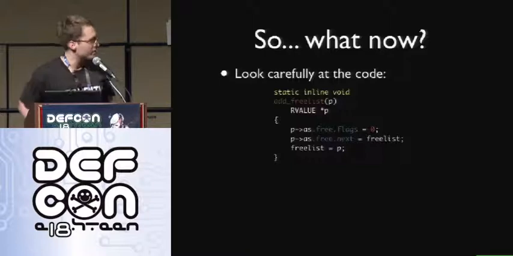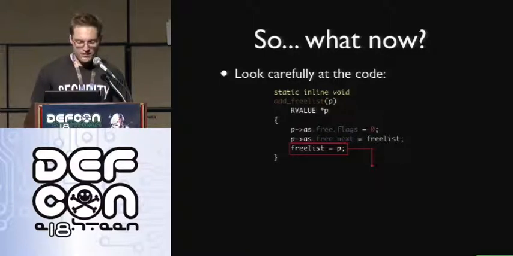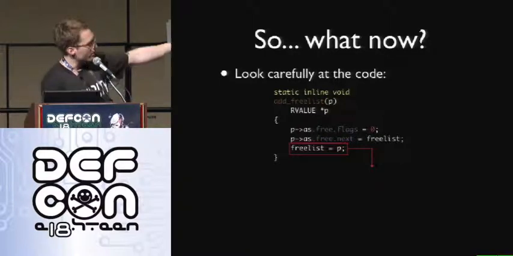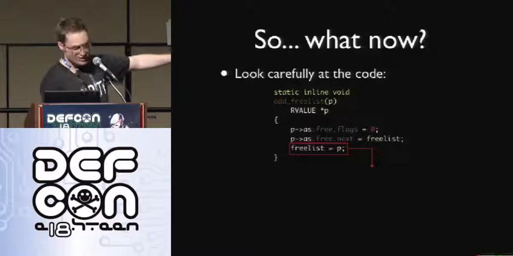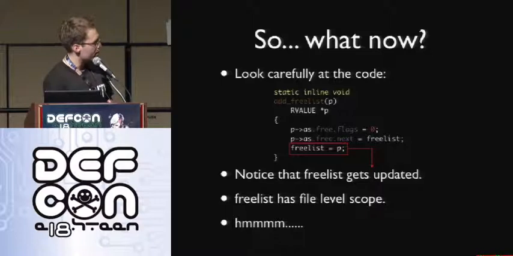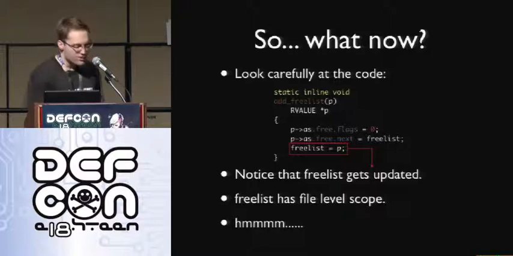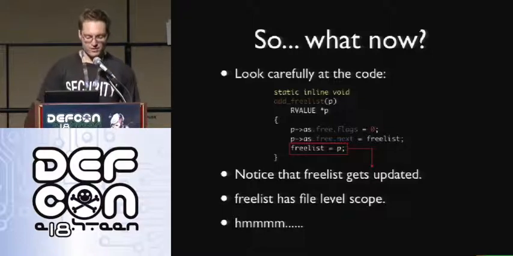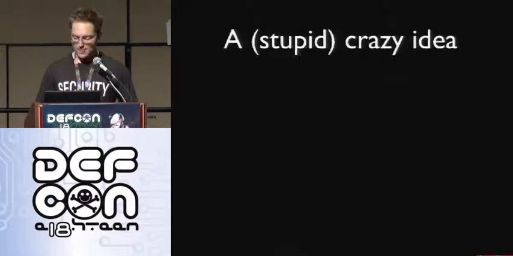So what do we do now? Are we jacked, or is there a way around this? Well, it turns out that if you look closely at this generated code, you should notice something. You notice that there's this identifier called freeList, and freeList is getting updated to point to the new head of the freeList as objects are recycled. Notice that freeList isn't defined in this function, so it has file level scope.